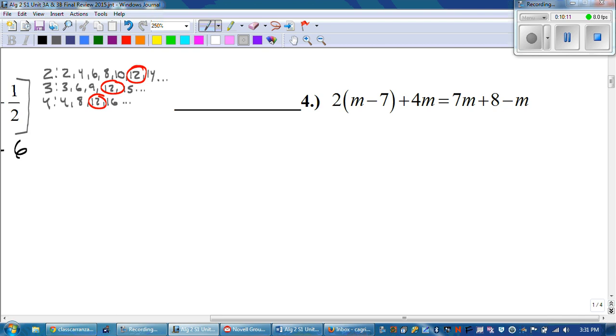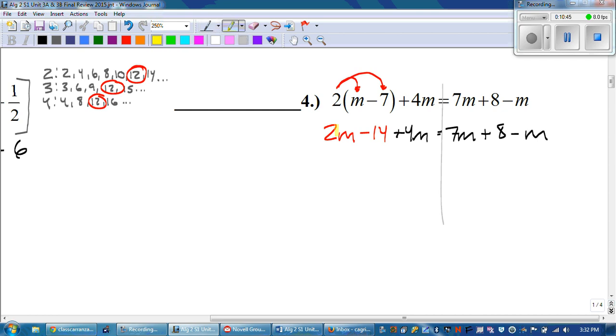Number 4. Looks like we got a lot of work to do for number 4. So first thing that we need to do is distribute. So 2 times m is 2m. 2 times 7 is 14. I didn't need to do anything on the right-hand side, so I'm just going to leave that the way it is.